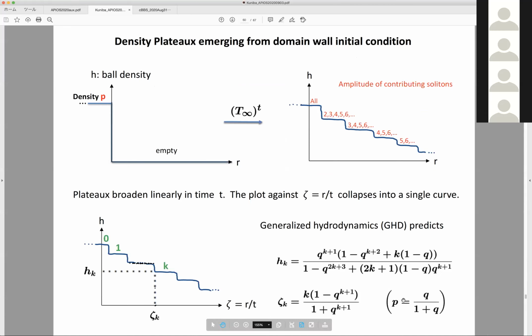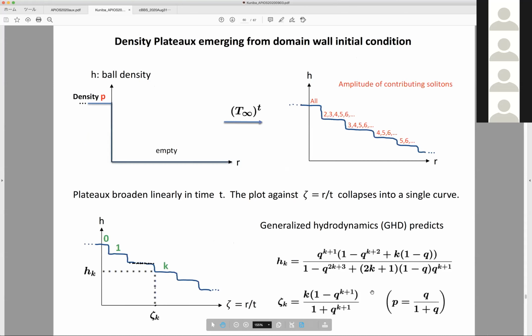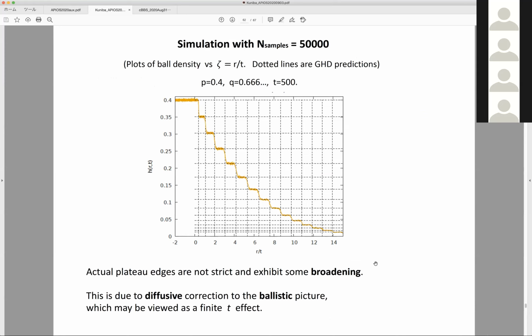Yeah, and let me show you the check. So this is an example simulation based on 50,000 samples. And the orange plot is the result of the simulation, and dotted lines are the theoretical prediction, namely this formula. And they show very good agreement. But if you look at this figure more closely, then you see that the plateau is not strictly sharp, rigid, not right angle, but exhibits a certain slight broadening.